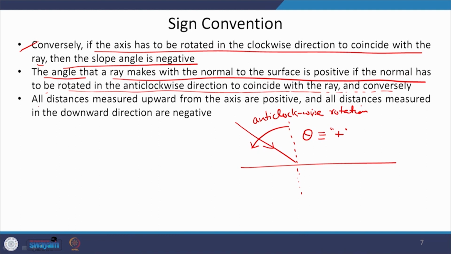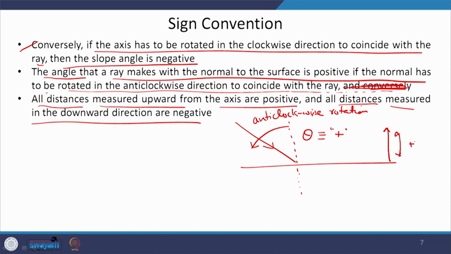Now, all the distances measured upward from the axis are positive, and all the distances measured in the downward direction are negative. Okay, this is not of any use here. If there is some object which is upright, then this distance would be positive, and if the object or image is facing downward, then the height or the depth would be a negative quantity.